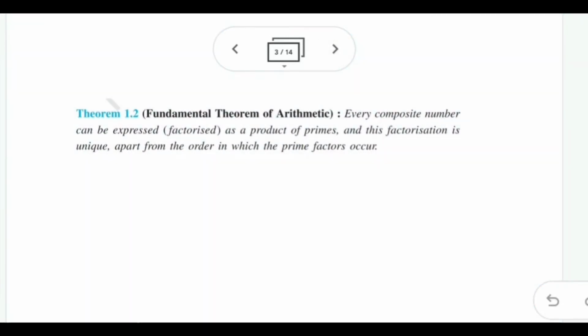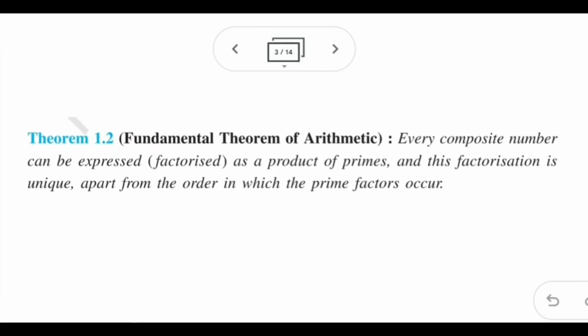First of all we have a theorem named the Fundamental Theorem of Arithmetic. Now you don't have to remember any proof of it. You just have to remember the statement of this theorem and apply it in solving various sums of the exercise. So what does this say? The Fundamental Theorem of Arithmetic says every composite number can be expressed as a product of primes, and this factorization is unique apart from the order in which the prime factors occur.